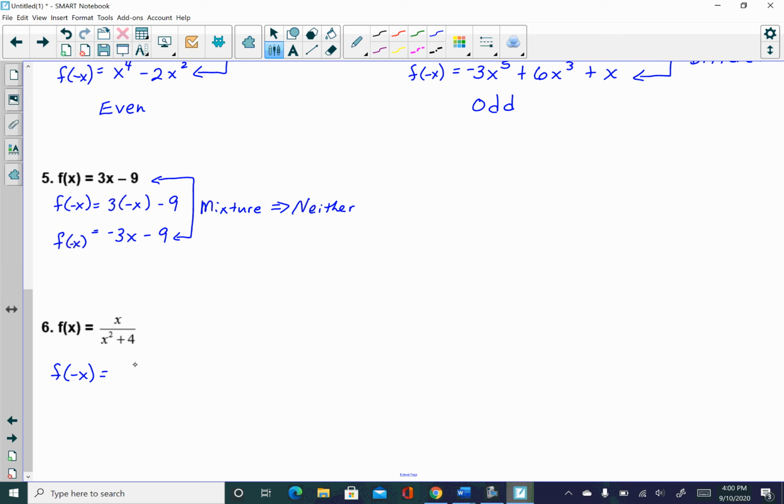Still, everywhere you see an x, plug in negative x. So up top I've got a negative x. On the bottom, negative x squared plus 4. Let's clean that up. So up top, still negative x. Take that negative down here and square it. So that comes out to be positive. And if you look at this problem and say, well, the top changed but the bottom didn't, so this must be neither. Well, be careful.